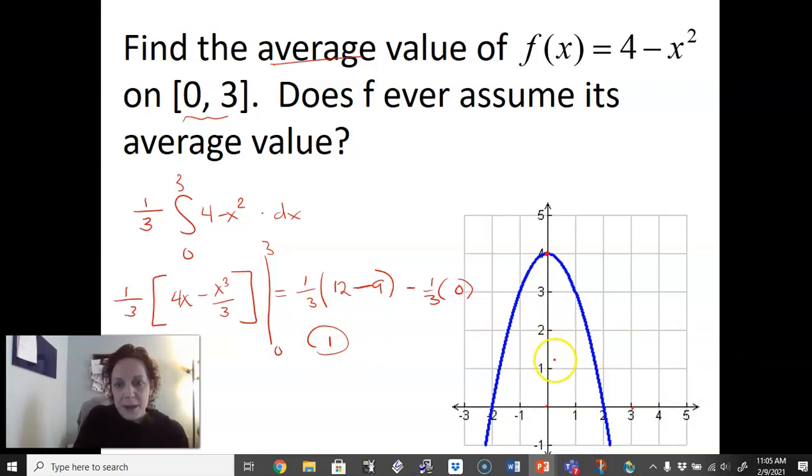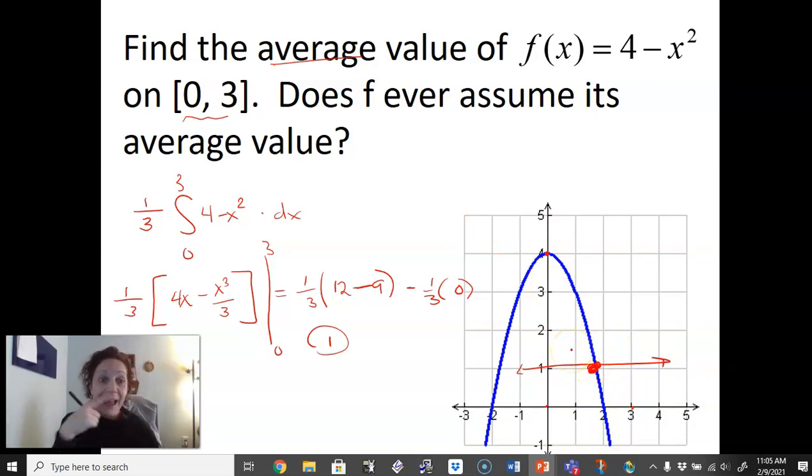So what they're telling me is that my average value, the average y value, is right here at 1. Okay. And again, notice it's kind of in the middle, right? So it's more on the positive side, but that's okay. All right, so the next question is, does f ever assume its average value? And notice, obviously, yes, the function does, right? Okay, so the average y value is 1, and indeed, f does assume its average.